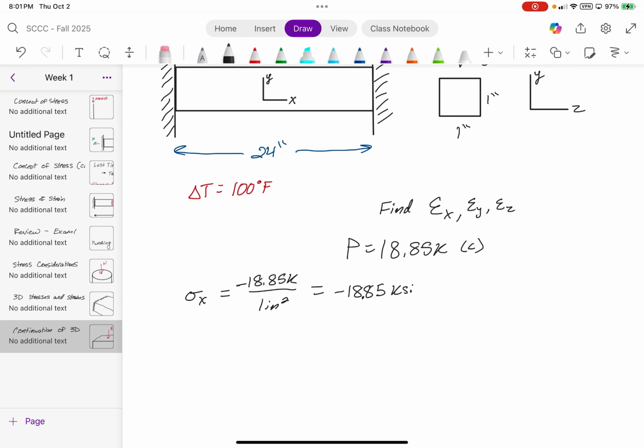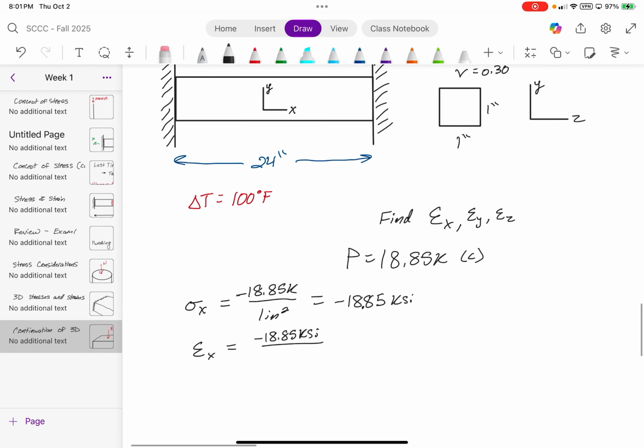From there, we calculate the normal strain. This is equal to the negative 18.85 KSI divided by the elastic modulus of 29,000 KSI. What you should get is a strain of negative 6.5 times 10 to the negative 4.